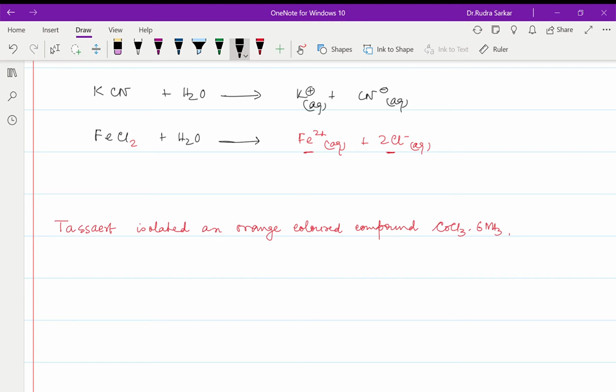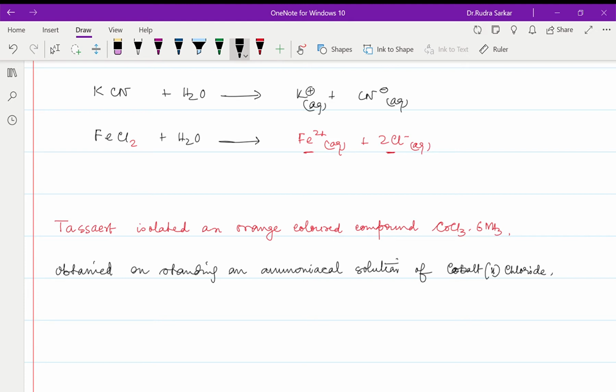And how was this obtained? Obtained on standing. Standing means you mix certain things and you leave it under air. On standing an ammoniacal solution, meaning a solution that is containing ammonia, aqueous ammonia, of cobalt 2 chloride. That means the oxidation state of cobalt is +2 over here.